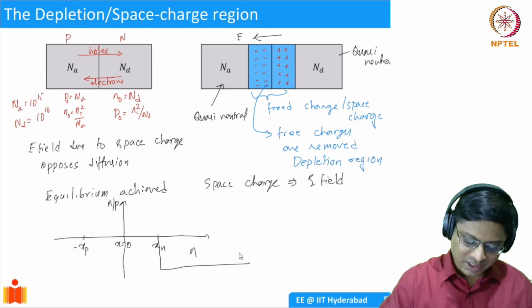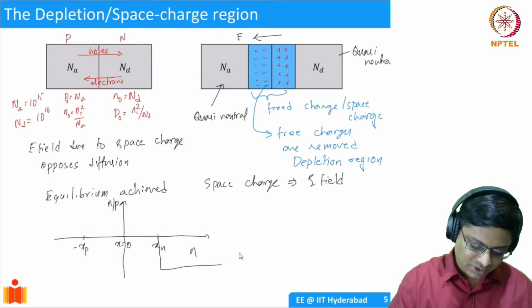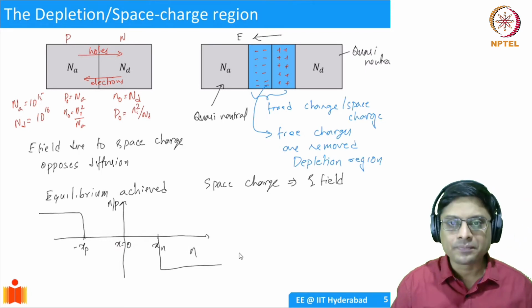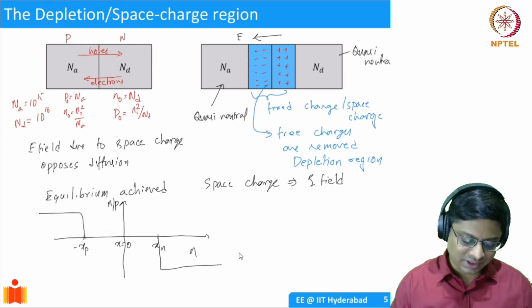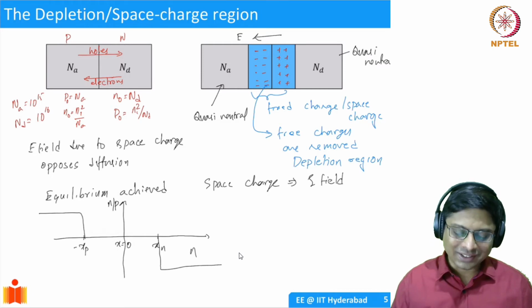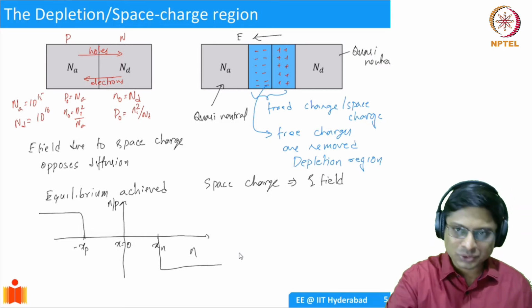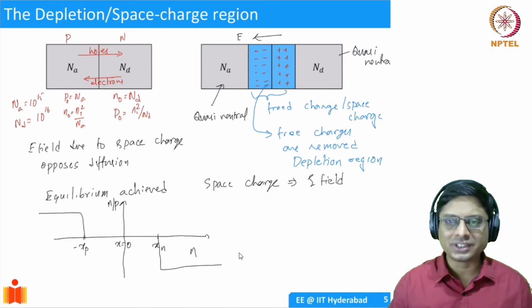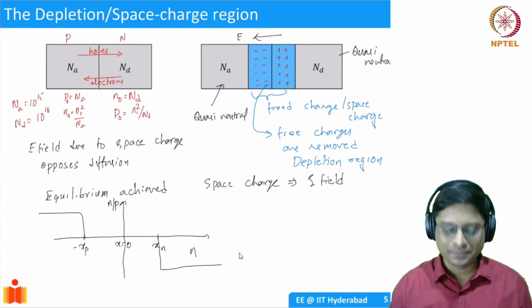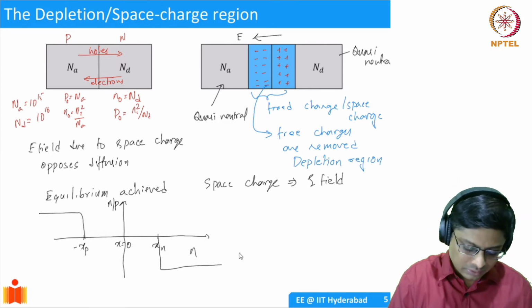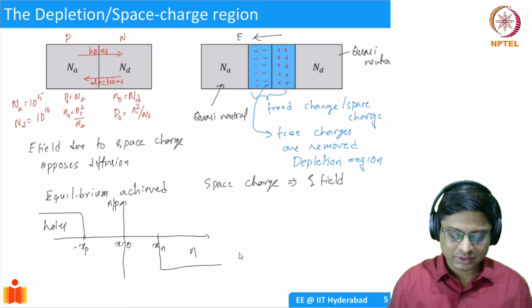And what about p? P is positively charged, so it extends to the edge of xp. Remember, I'm drawing something close to a rectangle, not exactly a rectangle, but in the real case, of course, this is going to be some sort of smooth curve. But we will make an approximation that the edges of the depletion region are sharp. So this is your free charges, right? And these are holes, and these are electrons.